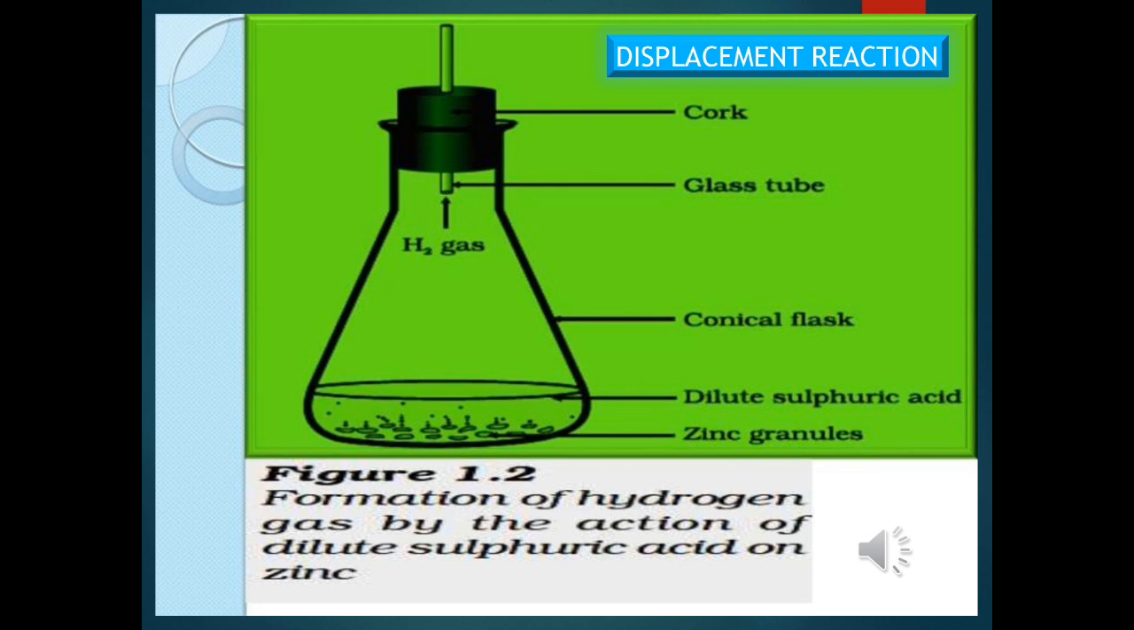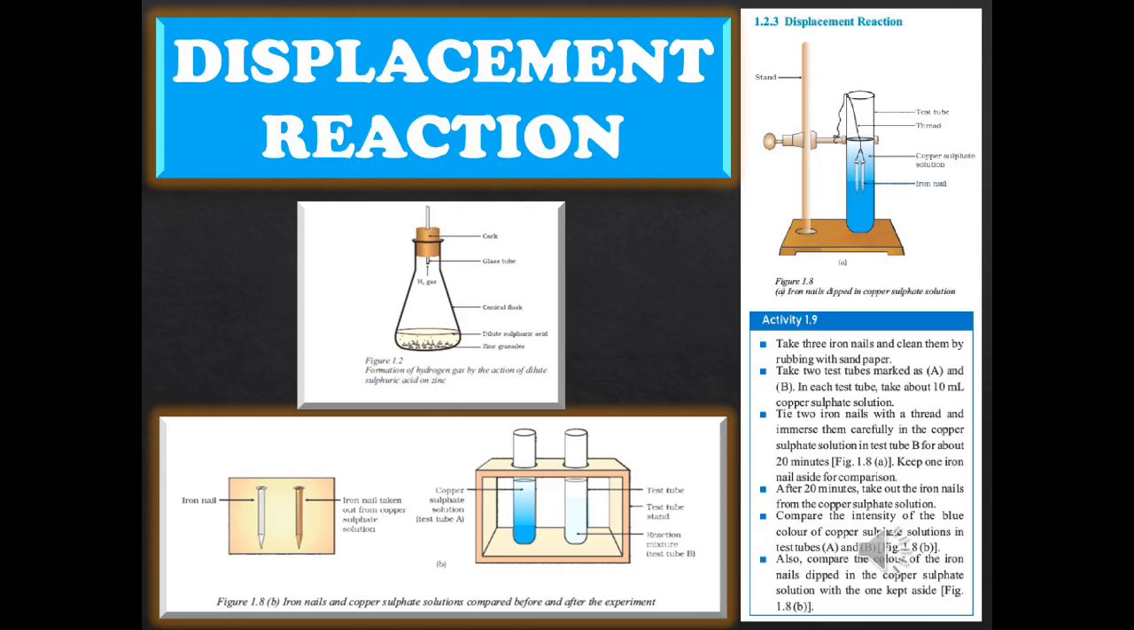And the third one, displacement reaction, also called replacement reaction. Here you can observe the conical flask containing zinc crystals when added with dilute sulfuric acid or hydrochloric acid, formation of hydrogen gas by the action of dilute sulfuric acid on zinc is the example for displacement or replacement reaction. Zn plus 2HCl gives rise to ZnCl2 plus H2. This is displacement reaction.